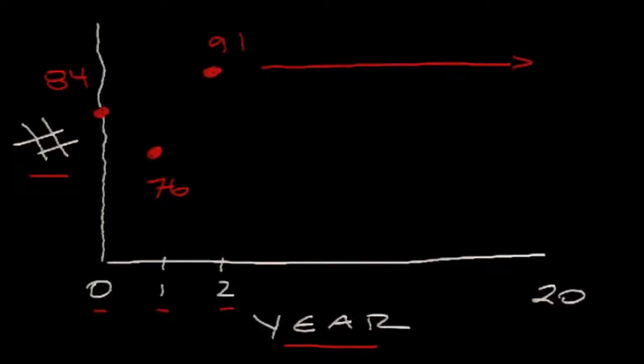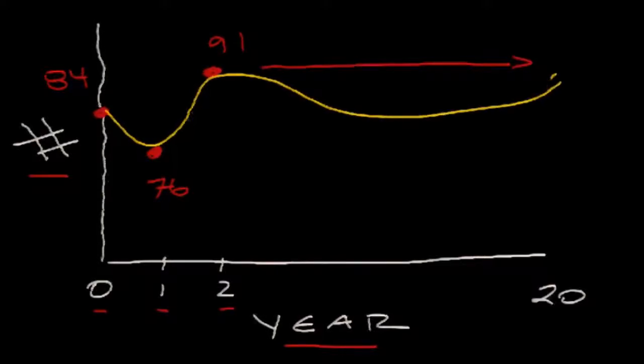We basically carry the same procedure forward until we reach 20 years. So we might get the population behaving something like this, and at the end of 20 years we have the population, let's say, persisting.